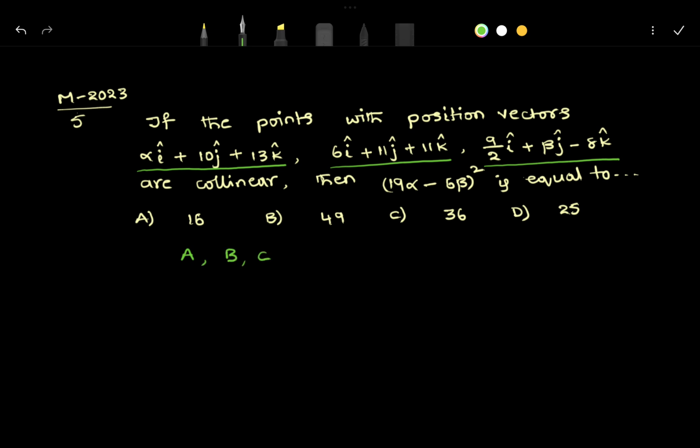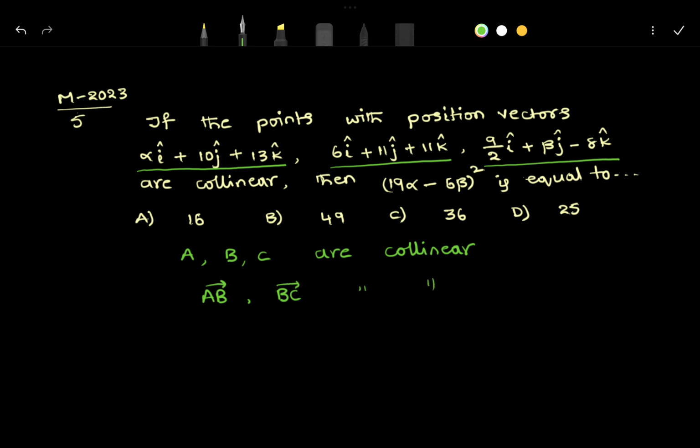A, B, C are collinear points. So if A, B, C are collinear, you can write that AB and BC are also collinear, or AB and AC are also collinear.